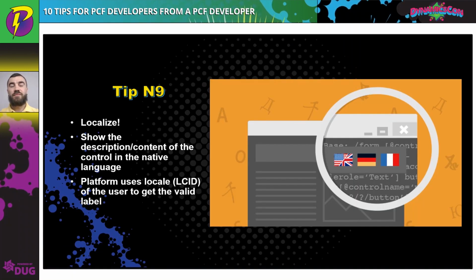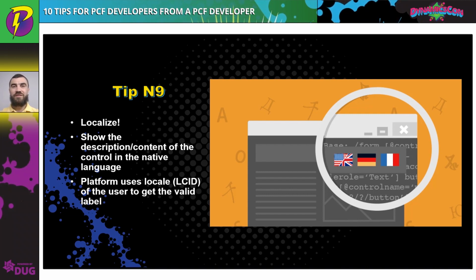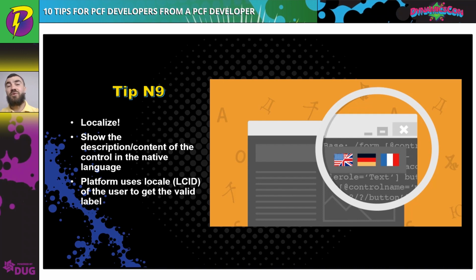Tip number 9: localize your controls. Make your controls talk in the language used by the user who works inside the system. It could bring really great results in adoption, because the person who will customize and use controls will see not some maybe unknown language, but a control which will talk to the person in their native tongue, and that is a really wonderful possibility.